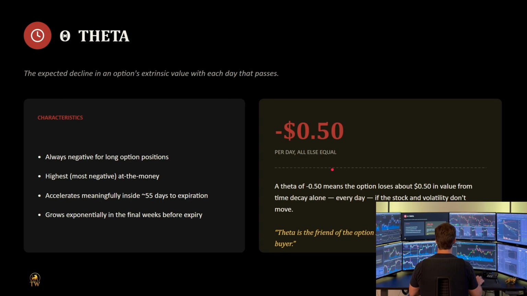So if you're a trader like myself, sometimes it's very helpful to be long theta. Sometimes it's very helpful to be short theta. It really just depends on the situation, but having an understanding of what theta is and how it works is going to help you put on the right trade for the right situation.